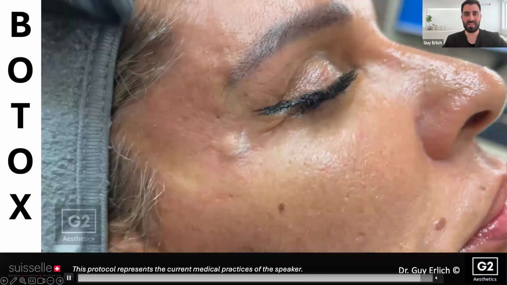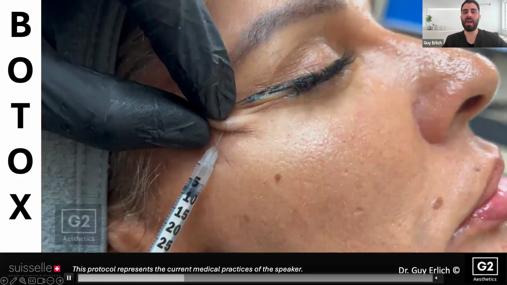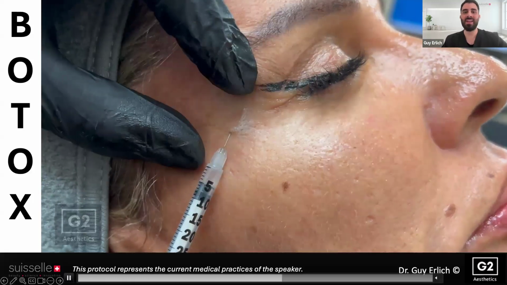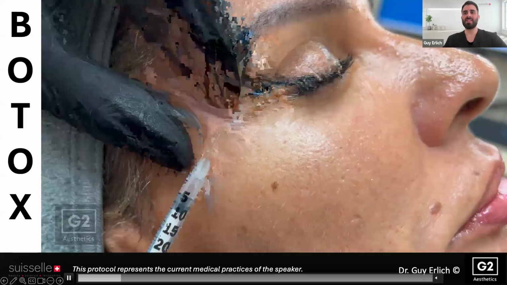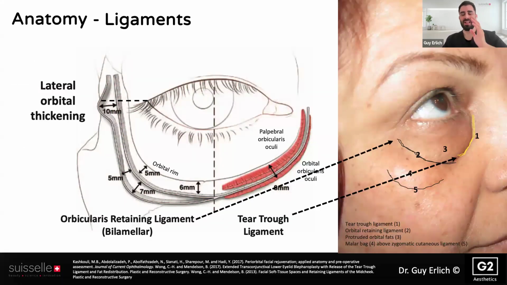But if I want to target these small rhytids, I will create another injection point more medially, intradermally, as we will see later. So this is regarding botulinum toxin. But let's speak about another important anatomical structure, which are the ligaments, or the periorbital ligaments. The periorbital ligaments, sometimes we take them as one, as if we have one ligament, but it is not true. Different ligaments have different parameters and qualities and are completely different anatomical structures.